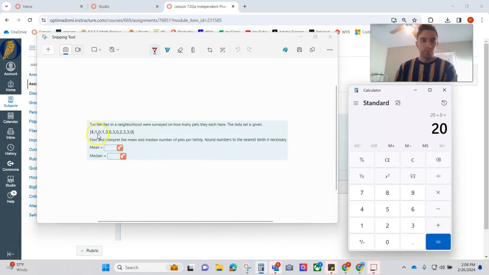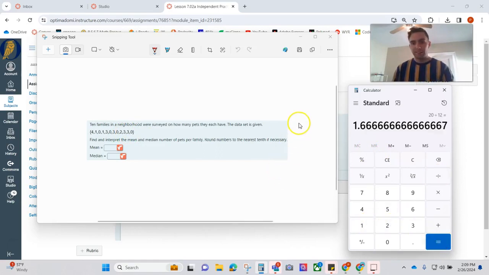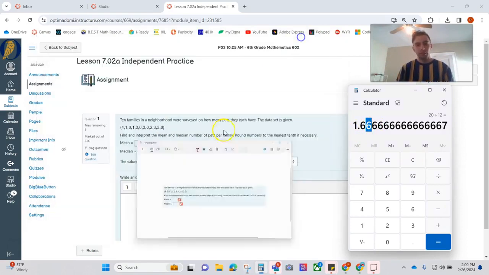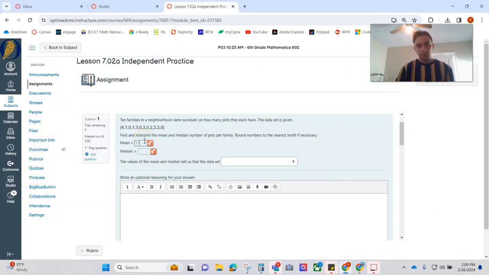So I have 20. 1, 2, 3, 4, 5, 6, 7, 8, 9, 10, 11, 12. 12 families, so 20 divided by 12. 1.66666. So rounded to the nearest tenth, I look at the hundredth place. The hundredth place tells the 10th place to go up or stay the same. The hundredth place is telling the 10th place to go up because 6 is closer to 10. So 1.7. I hope.